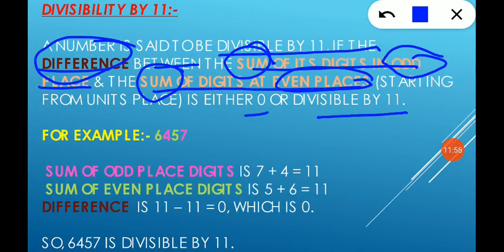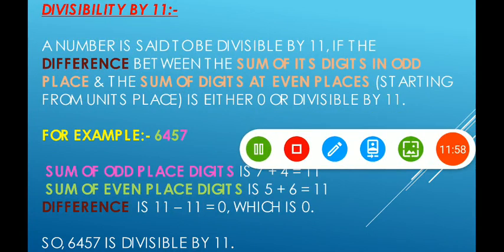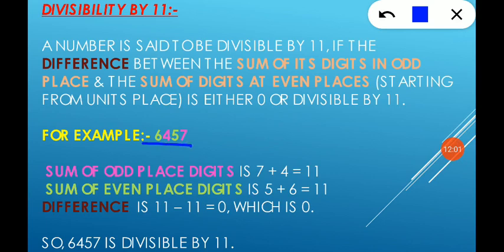So consider the number. I have taken the number as 6,457. So here 7 and 4 are the odd places. We will count from the unit place. So this is 1, then 2, 3 and 4. So 7 and 4 are odd places and 5 and 6 are even places. The odd place digits are marked with pink color and even place digits are marked with green color.